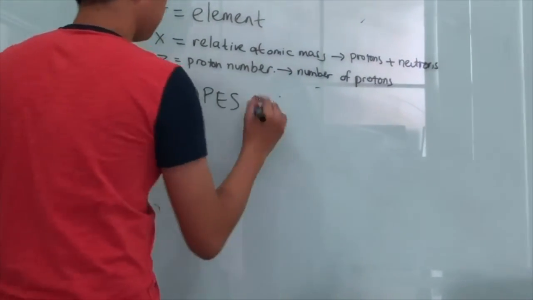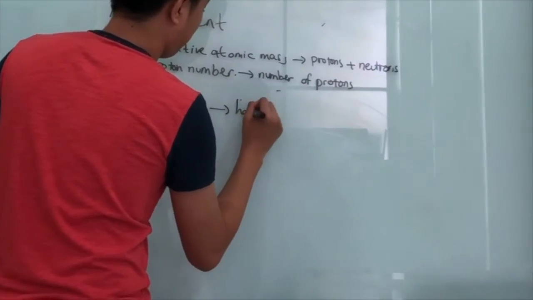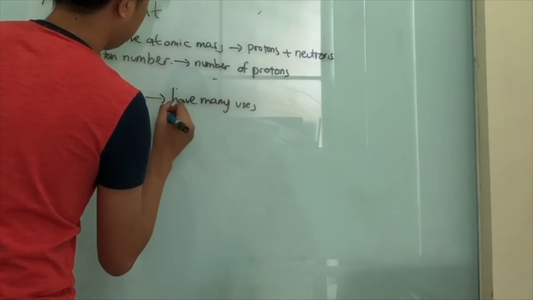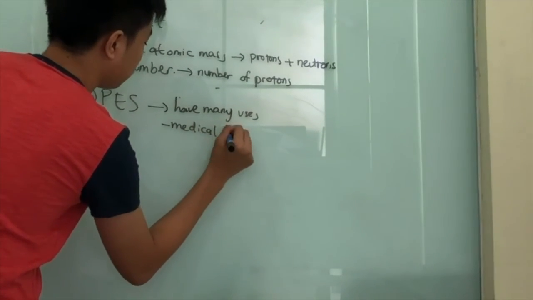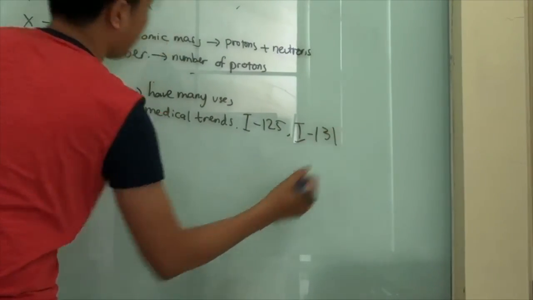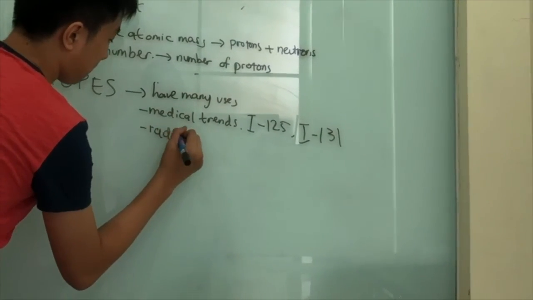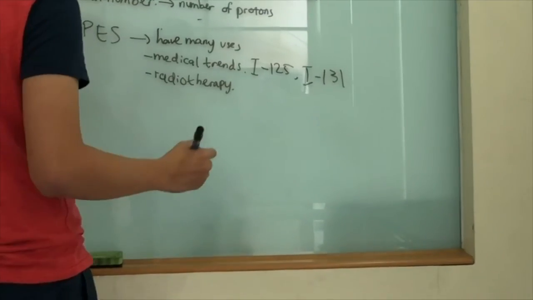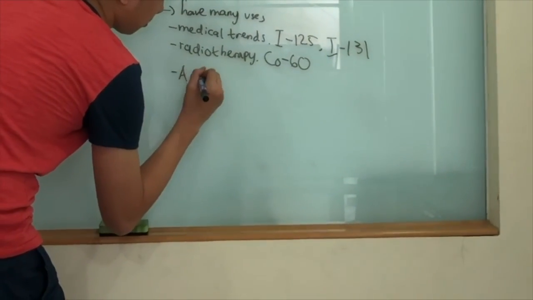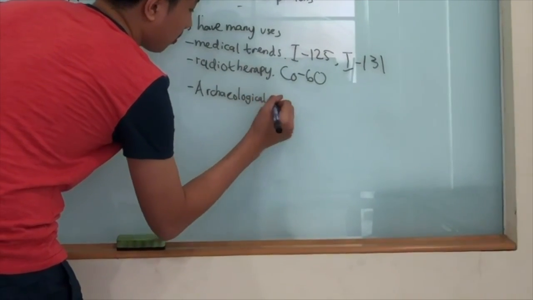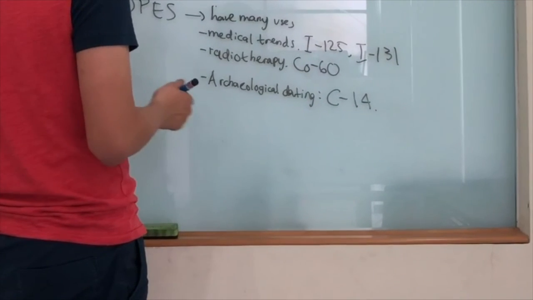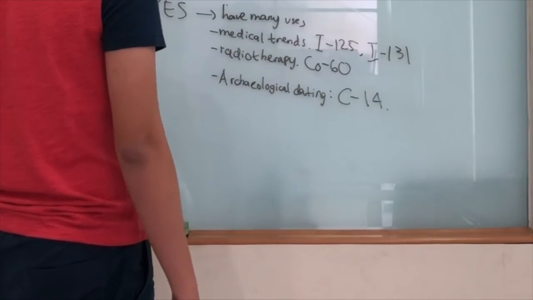Other than for calculation of relative atomic mass, isotopes have many uses. Iodine 125 and 131, for example, are used as tracers in medicine for treating and diagnosing illnesses. Cobalt-60 is used in radiotherapy. And lastly, carbon-14 is used for archaeological dating, or more commonly known as carbon dating. This concludes the first part of the 3-part video about atomic structure.